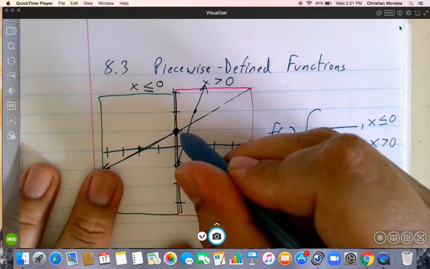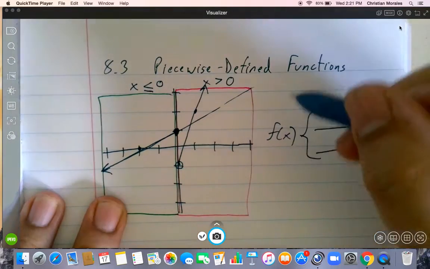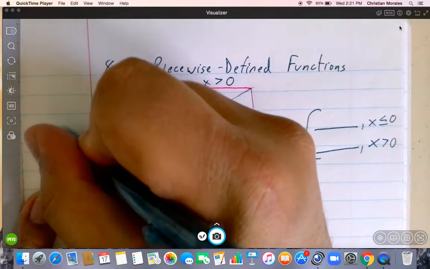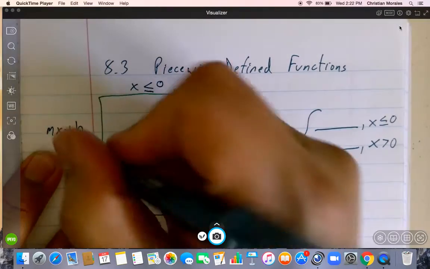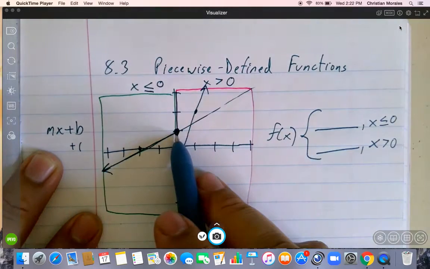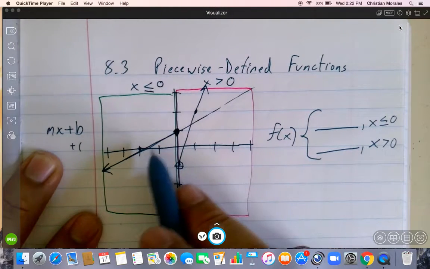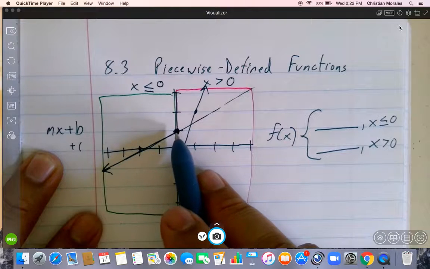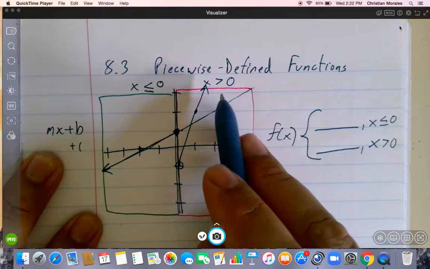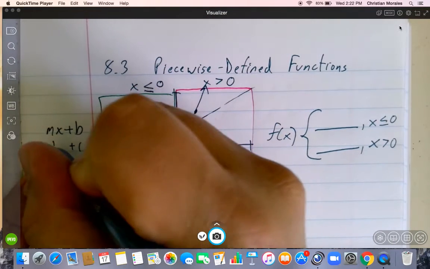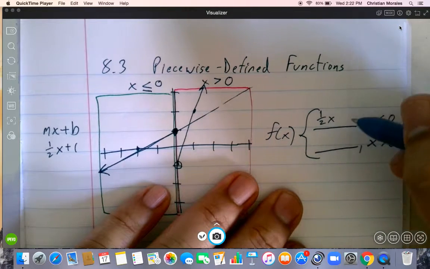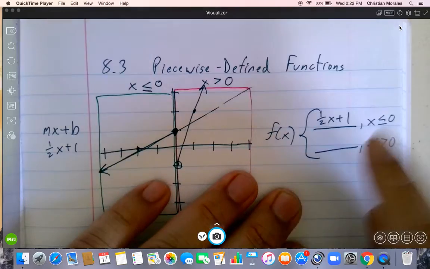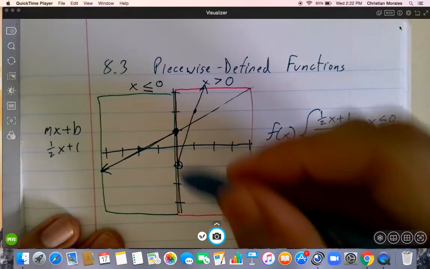Well, what's your starting point? It starts at 1. So use mx plus b as your layout, plus 1. Okay, what's your slope? What's your rise and your run? Well, it looks like it was going up 1 over 2, up 1 over 2. So 1/2. And there's your first function.